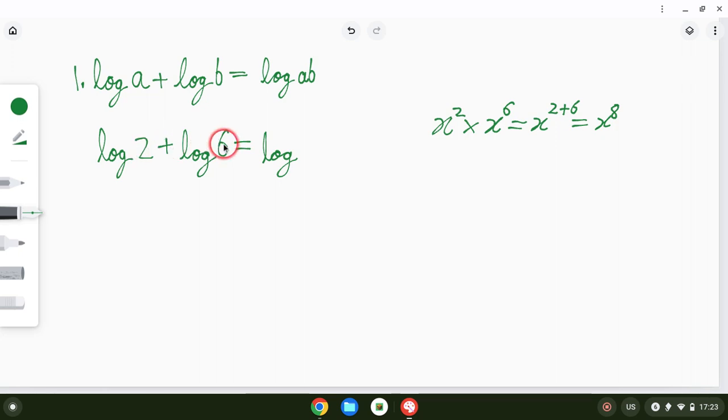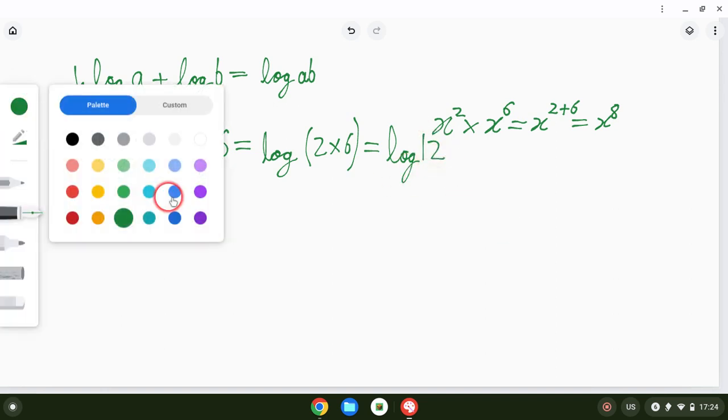The log 2 and log 6 have to multiply. Because there's an addition here, it has to multiply. So this has to be log of 2 times 6. It's sort of the reverse of the exponents thing, basically. And this will be equal to log of 12. Easy. Now let's go over to our second rule.